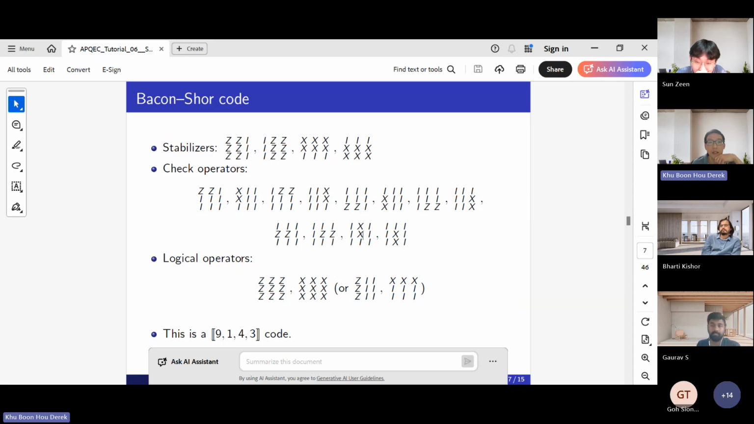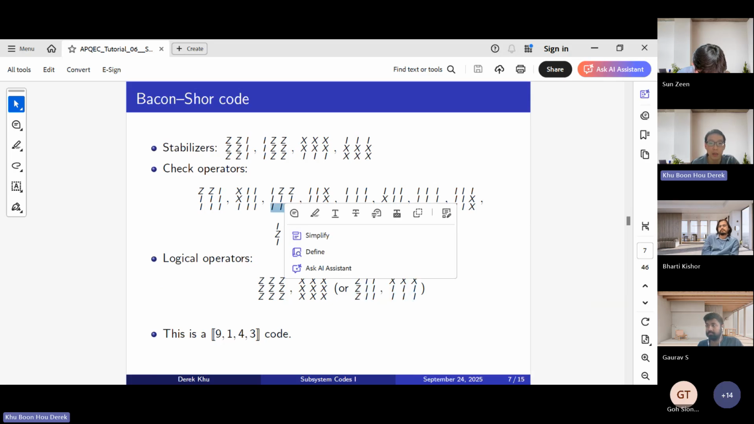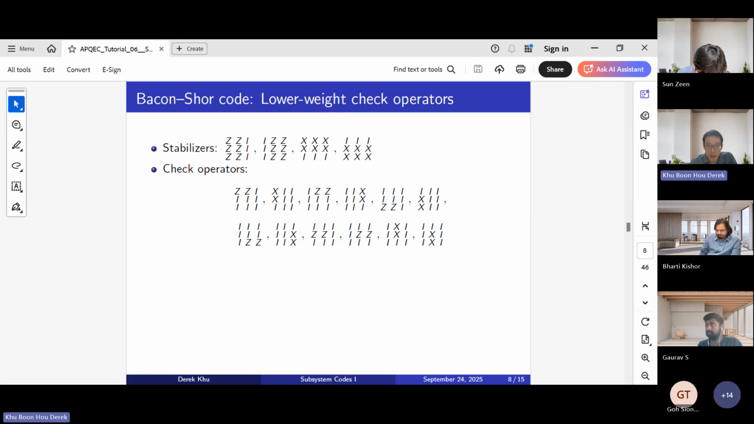And then 3 again is the distance of the code, because it is basically the minimum weight of a non-trivial logical operator. So again, we are not looking at the check operators, we are looking at the logical operators, and the minimum weight is weight 3. And so the upshot is that we get lower weight check operators. These are the stabilizers, and these are the check operators. So now all of these check operators are weight 2 instead of weight 6 for the Shor code.